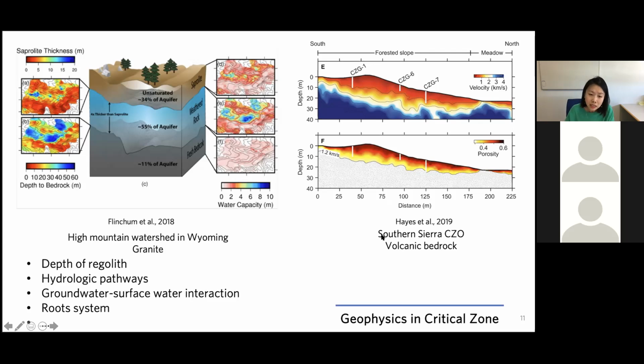And on the right-hand side is a study done by Hayes et al. 2019, in the Southern Sierra Critical Zone Observatory. In this study, the thickness of the weathering zone has been determined by the seismic velocity. What is shown here are the P-wave velocity contours, the thin black lines at 1, 2, 3, 4, and 5 kilometers per second. And you can use some petrophysical and rock physics models to calculate the porosity from this travel time tomography.